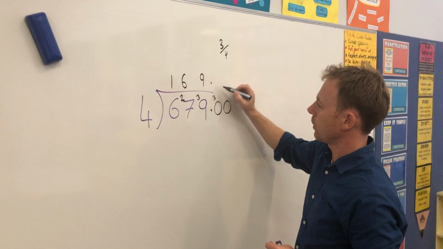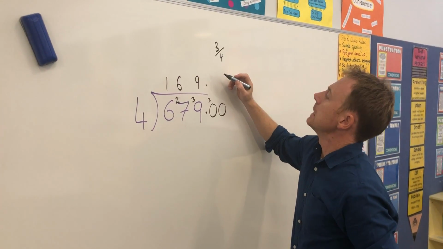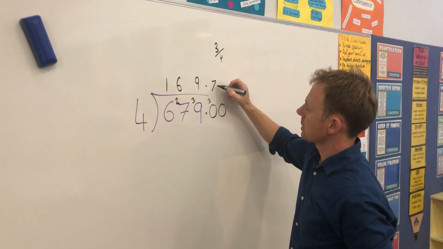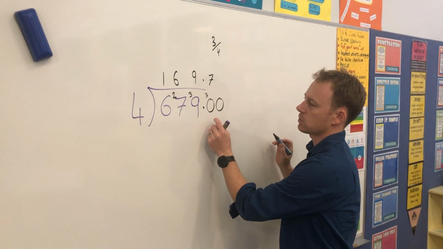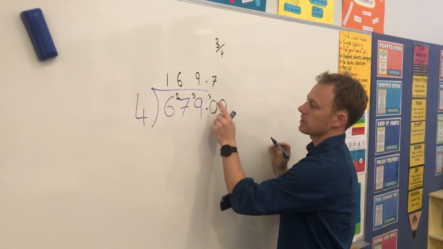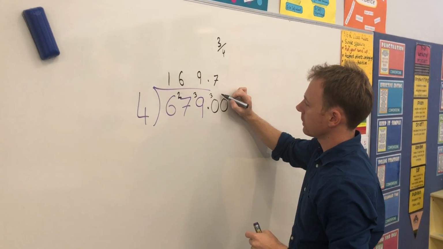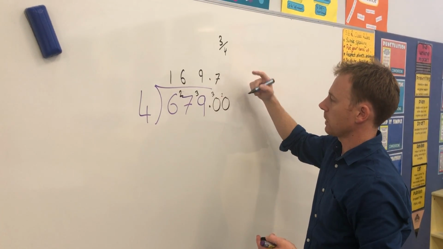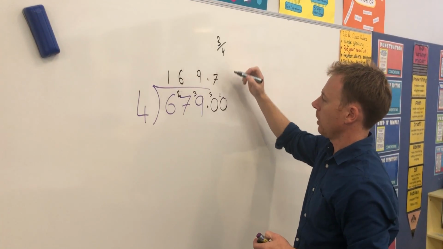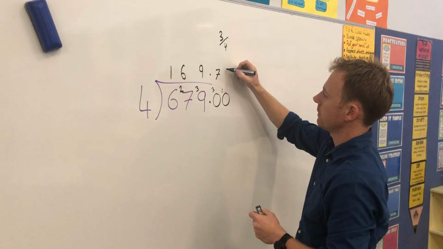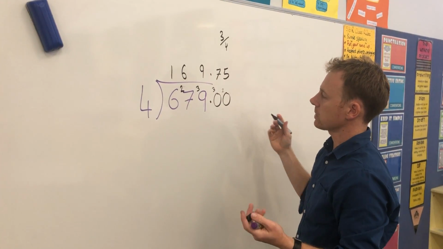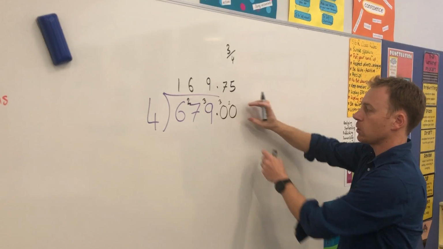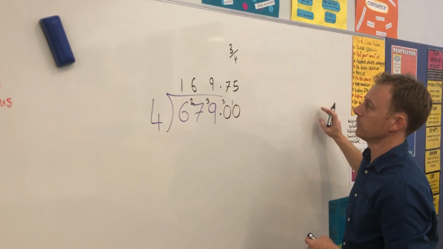So 4 into 30 will go 7 times, because 28 divided by 4 is 7. So it's 7, and there are 2 left over, because it was 30, so 28. And now 20 divided by 4 is 5. And there it is. I've got no remainder, so I don't have to keep going. But you could actually keep going forever and ever if you wanted to.